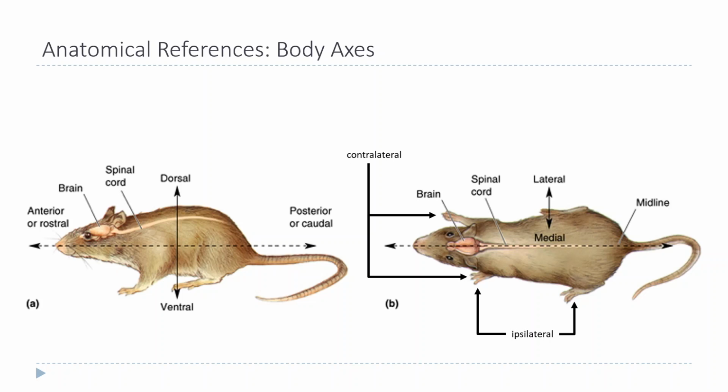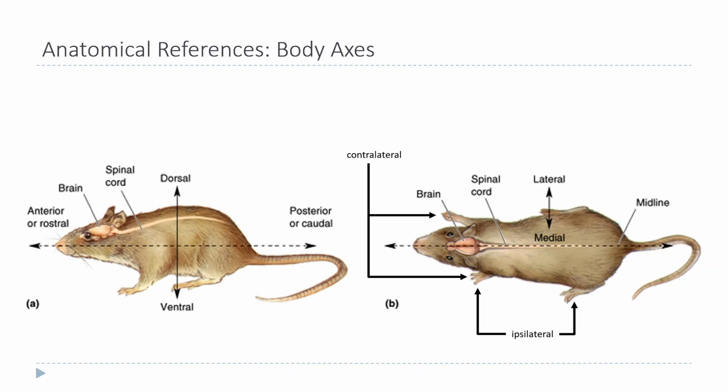Before we do that, though, we should talk about some general anatomical terms that are going to come up. These are anatomical references that apply to all parts of the body, but they're especially useful when we're talking about the nervous system. So first of all, animals have three body axes. These are just directions that we assign to different parts of the body in relationship to each other.